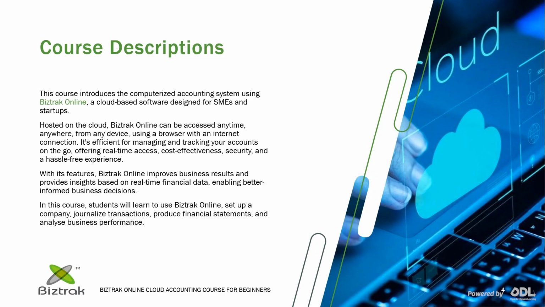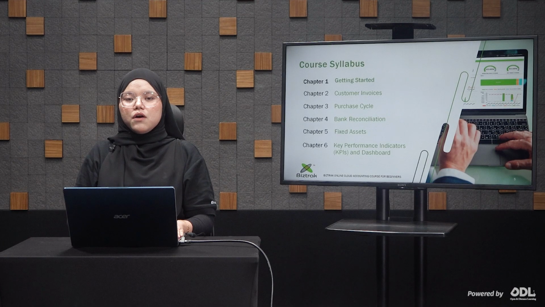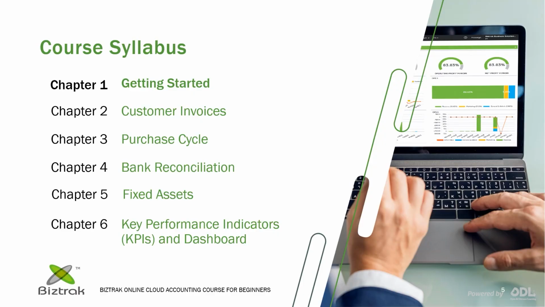Throughout this course, you will learn how to set up your company within the software, generate transactions, produce accurate financial statements, and analyze your business performance to gain valuable insight. Our course is structured into 6 comprehensive chapters, each focusing on specific aspects of Biztrak Online. We will commence with an introduction to the software fundamentals in Chapter 1, covering essential setup procedures and data importation.